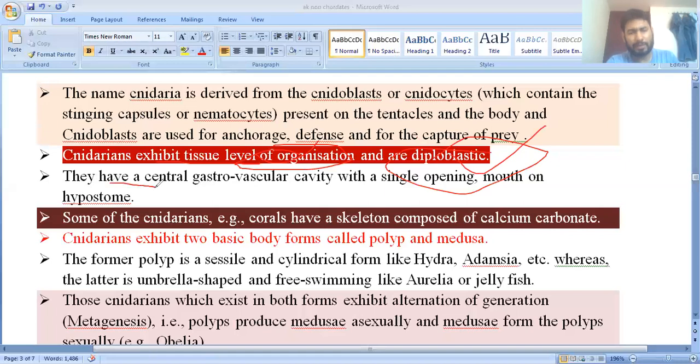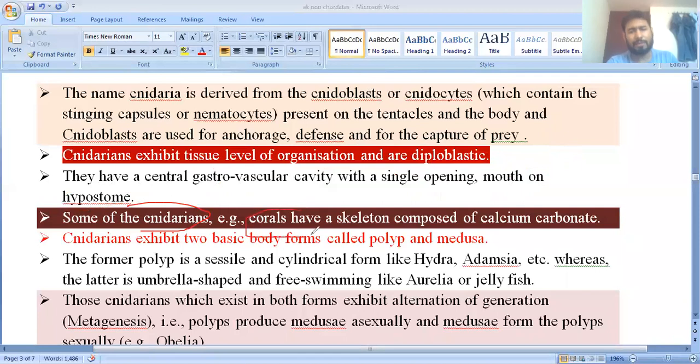Why do they call it Coelenteron? Because they have a central gastrovascular cavity with a single opening. A single opening means an incomplete digestive system, which performs the function of both anus and mouth. This single opening mouth is known as the hypostome. Clear?